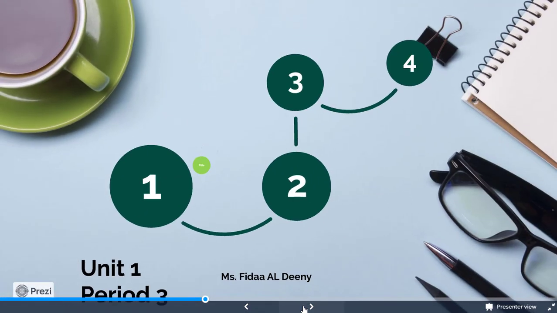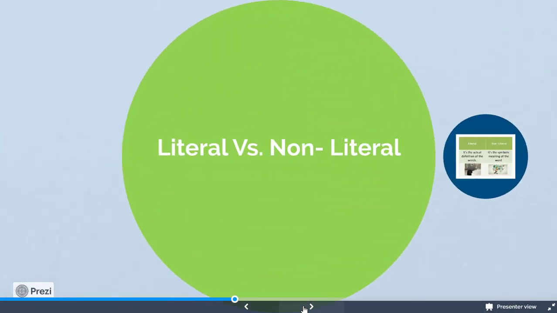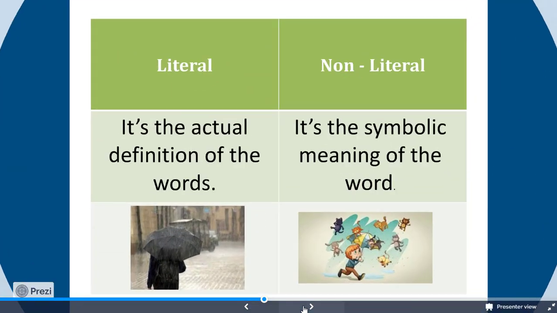Well, now let's make a comparison between the two meanings, the literal and the non-literal. So in general, the literal meaning of a word means the actual definition of the words. هو المعنى الحقيقي المباشر للكلمة المذكورة. But the non-literal, it's the symbolic meaning of the word. هو المعنى الرمزي أو المعنى الضمني للكلمة.